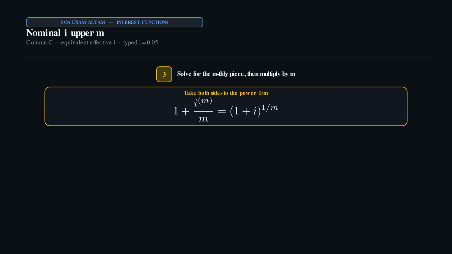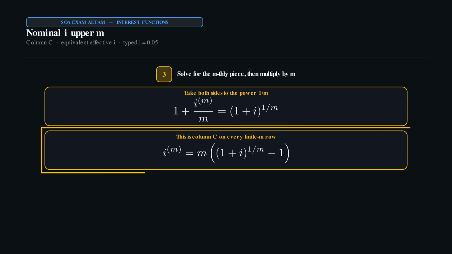Raise both sides to the power 1 over m. You get 1 plus I upper m over m equals (1 plus I) to the 1 over m. Subtract 1, then multiply by m. That is the closed form. I upper m equals m times ((1 plus I) to the 1 over m minus 1). When m is 1, this collapses to I itself. As m grows, I upper m falls toward delta.